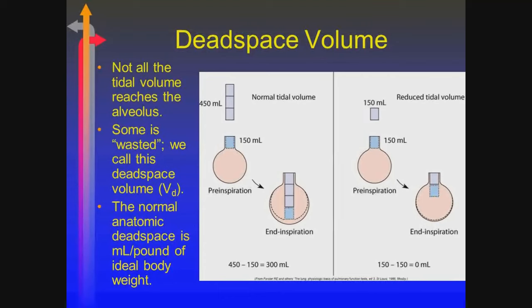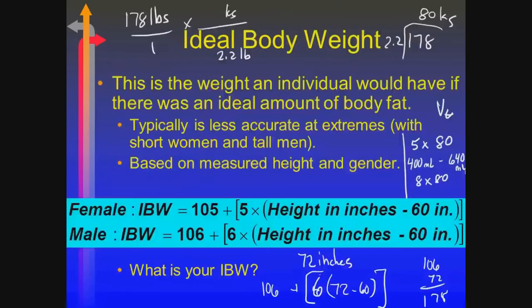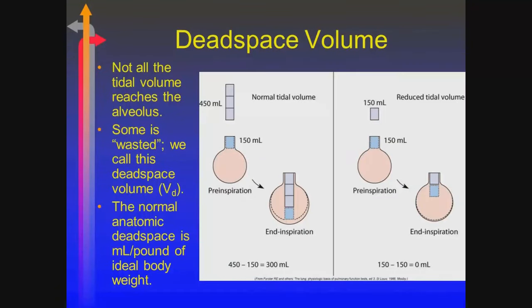Dead space volume. Okay, I can buy that. And the amount of anatomic dead space we have is roughly 1 milliliter per pound of ideal body weight. So back here, I figured out my ideal body weight is 178 pounds. How much is my anatomic dead space? 178 milliliters. One ml per pound, period. So if I'm 178 pounds, I have 178 milliliters of dead space. So some portion of my tidal volume doesn't come in contact with a gas exchanging unit. It's the way the good Lord made us.